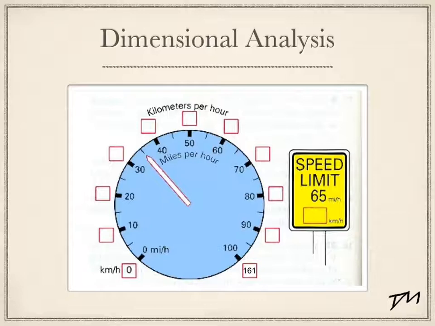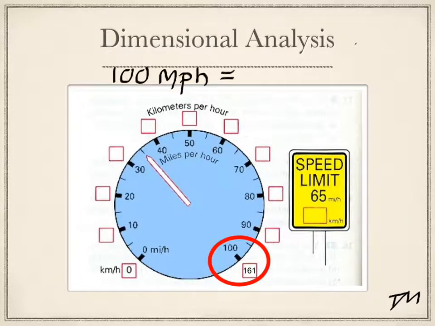It says 65 miles per hour. That's a highway speed. So what is a highway speed expressed in kilometers per hour? Looking at the speedometer, where I circled it just now, you can see that 100 miles per hour is the same as 161 kilometers per hour. So 100 miles per hour, mph, is equal to 161 kilometers per hour.